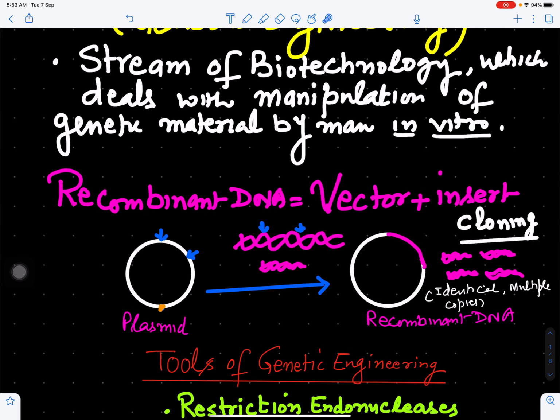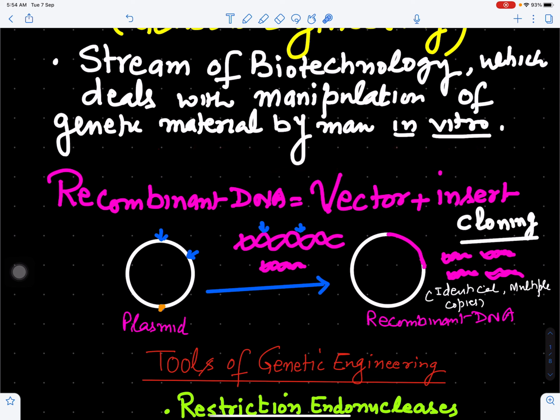So DNA, first it has to be isolated. So that isolated DNA is called as gene of interest. I mean, we are interested in that gene. Now that gene will be cut. Supposing this is DNA, so this part will be cut, right? So this is called as gene of interest.